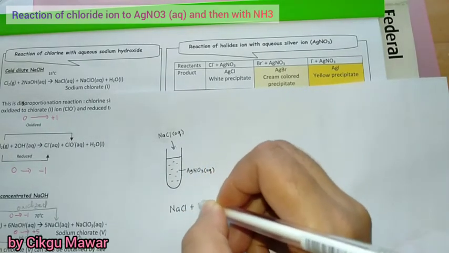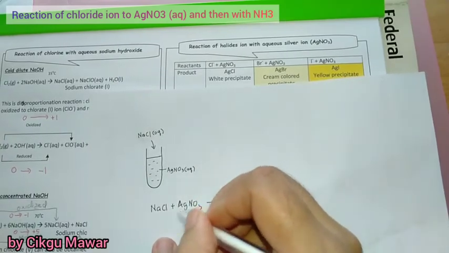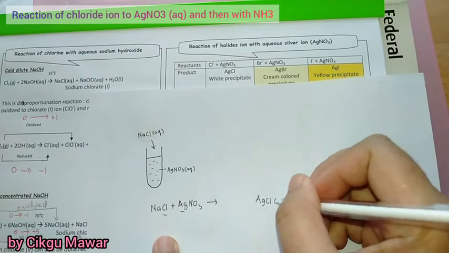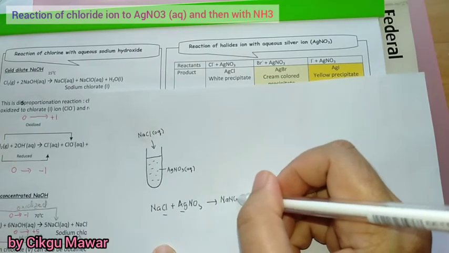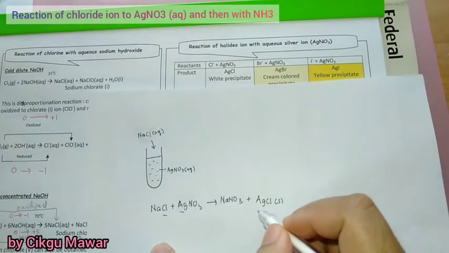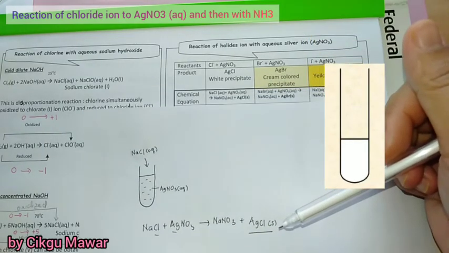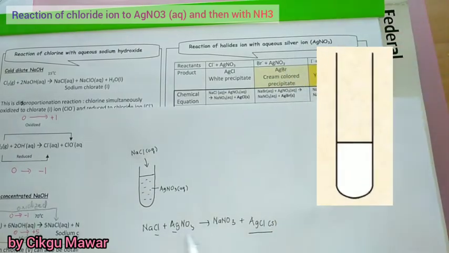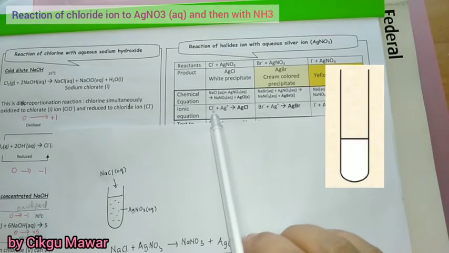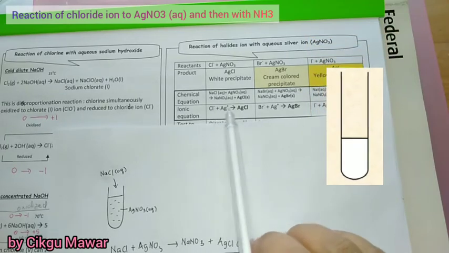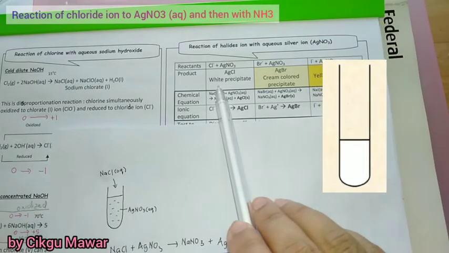now we can write the equation. So we will get silver chloride, which is an insoluble salt here, and the other one is sodium nitrate, which is the soluble salt. So the observation is that we get a white precipitate of silver chloride. So this is the first observation. This is the overall equation involved, or the ionic equation, we must write like this: chloride ion plus silver ion will form the insoluble salt of silver chloride, which is a white precipitate.